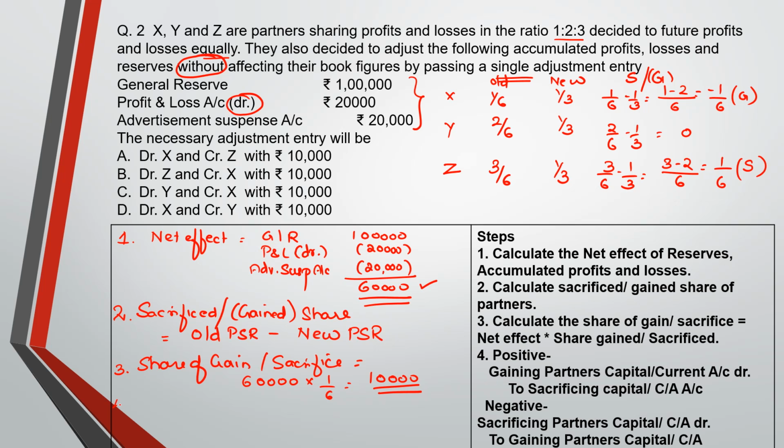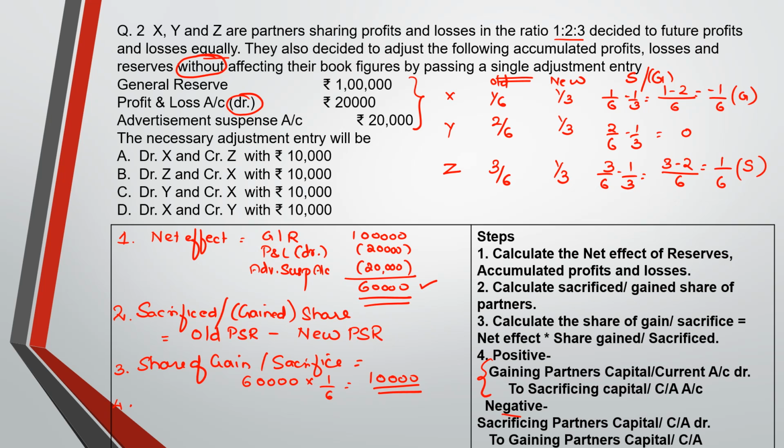Finally, you have to pass the journal entry. Now when we are passing the journal entry, it is simple. If it is a positive net effect, then the journal entry that we pass is we debit the gaining partner's capital or current account and we credit the sacrificing partner's capital or current account, because the gaining partner is supposed to compensate the sacrificing partner. But if the net effect is negative, then under such circumstances, the reverse entry is passed. A sacrificing partner's capital account will be debited and the gaining partner's capital account gets credited.